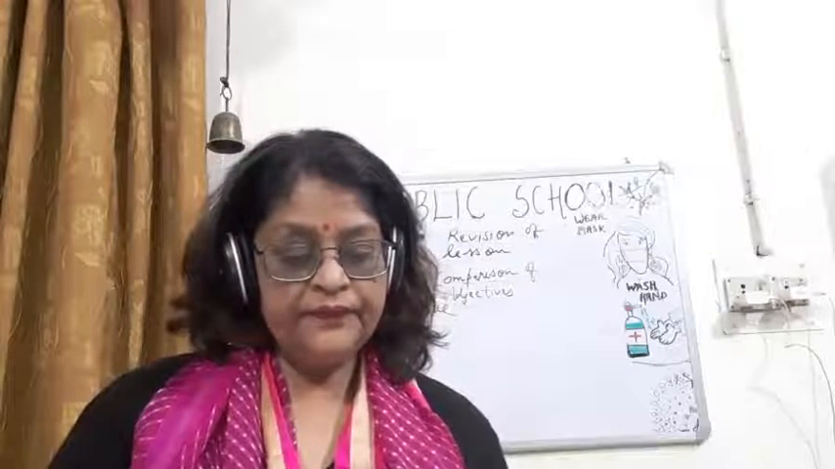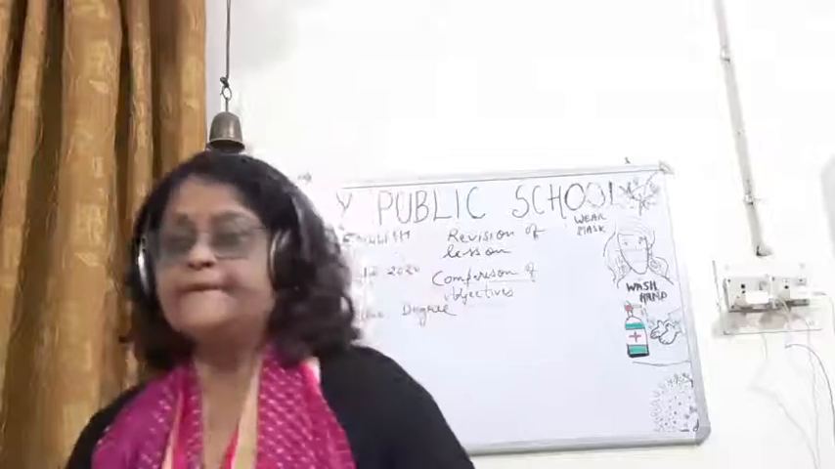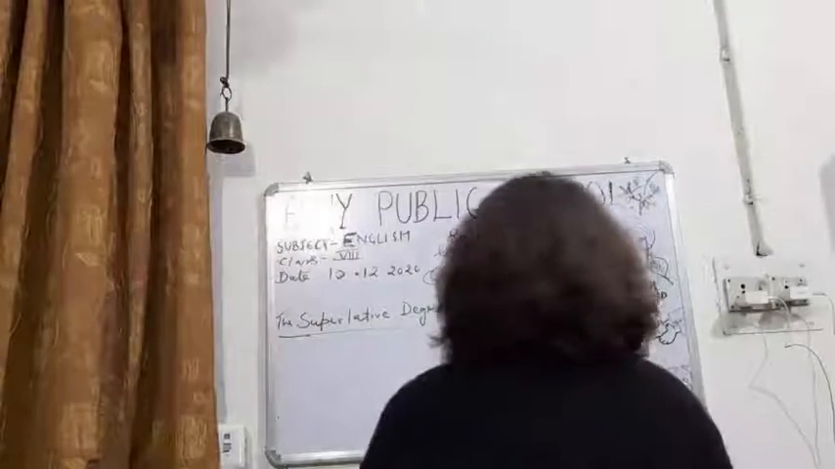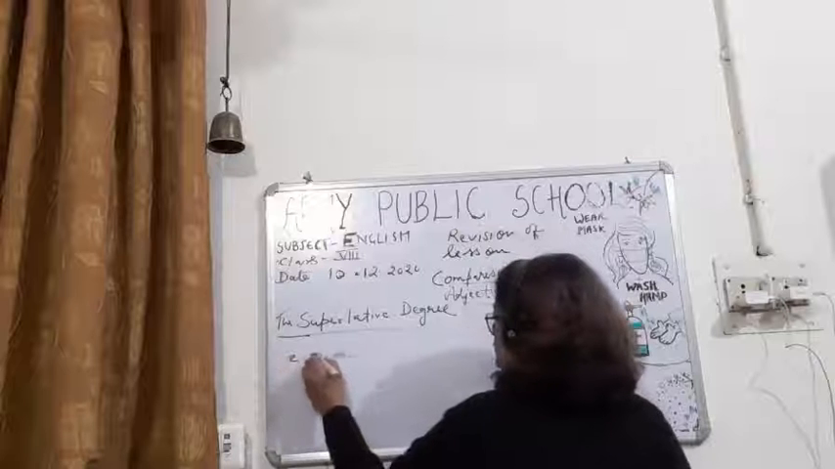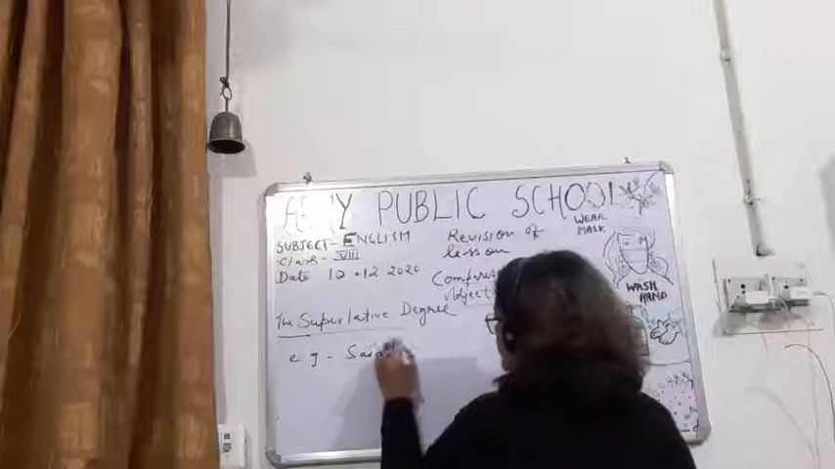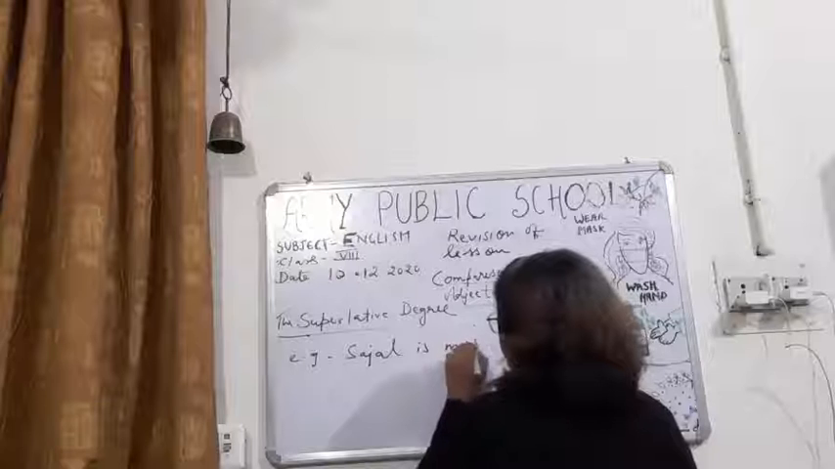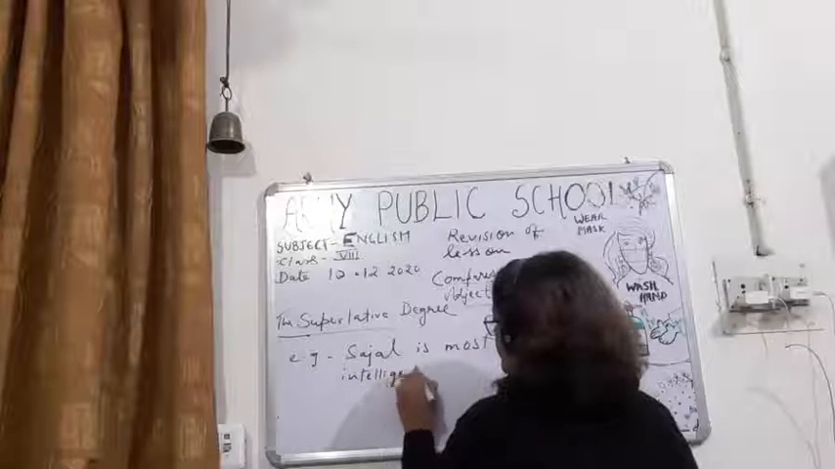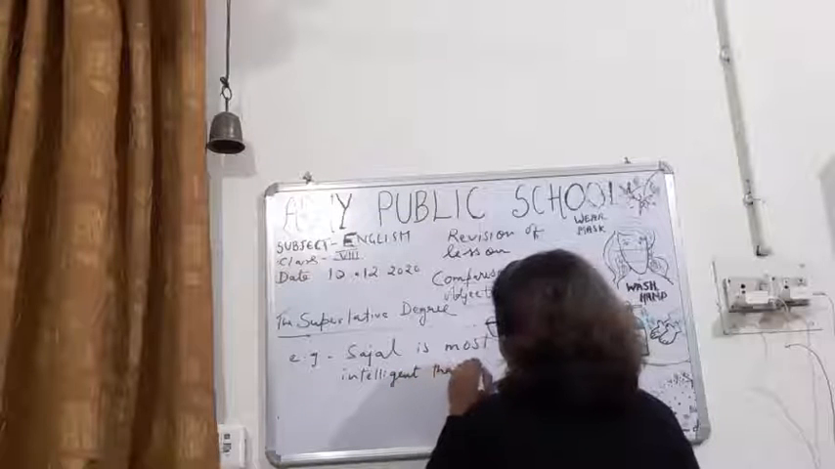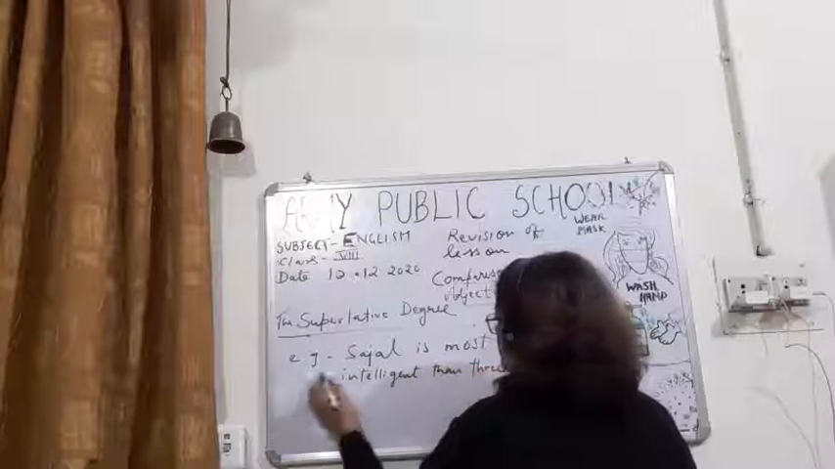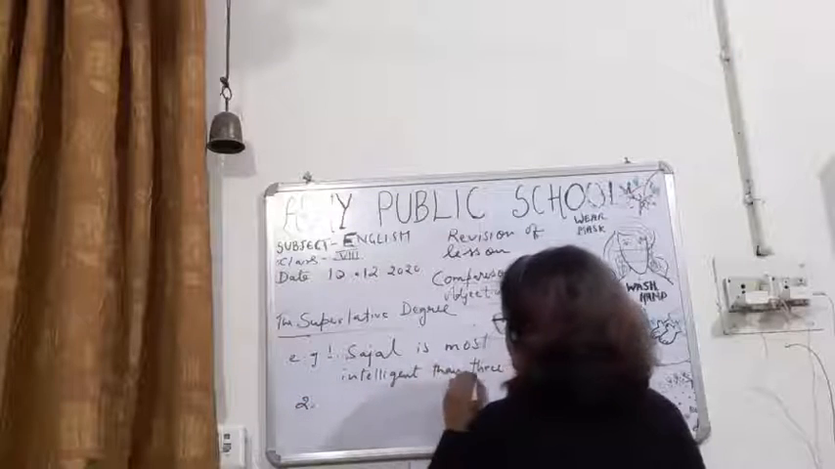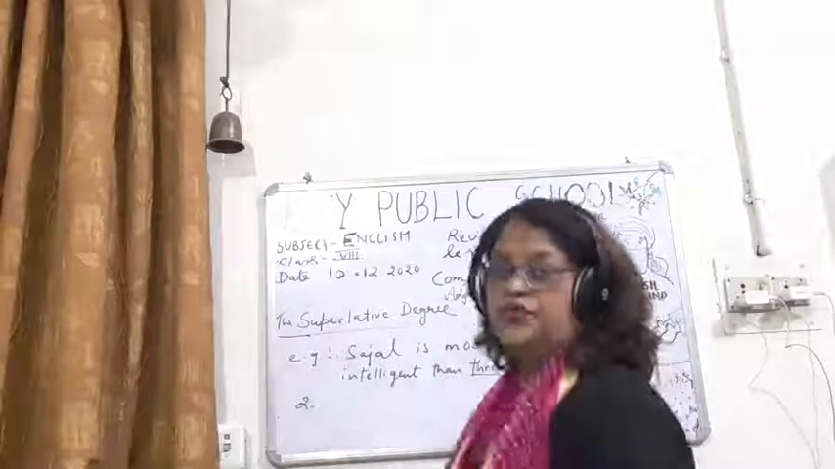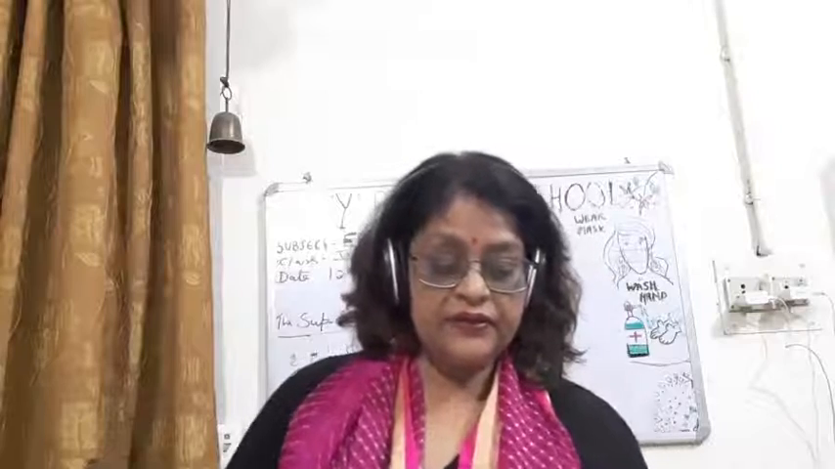For example, Fajal is the most intelligent of the three. Okay, so here it is more than two. Here two things are not compared like in the comparative degree. Here more than two are being compared.